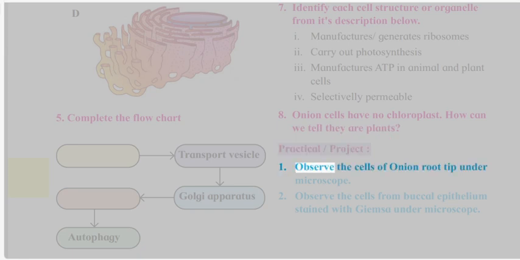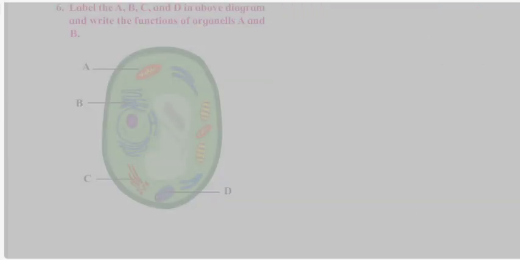Practical project. 1. Observe the cells of onion root tip under microscope. 2. Observe the cells from buccal epithelium stained with GMSA under microscope. 6. Label the A, B, C, and D in above diagram and write the functions of organelles A and B.